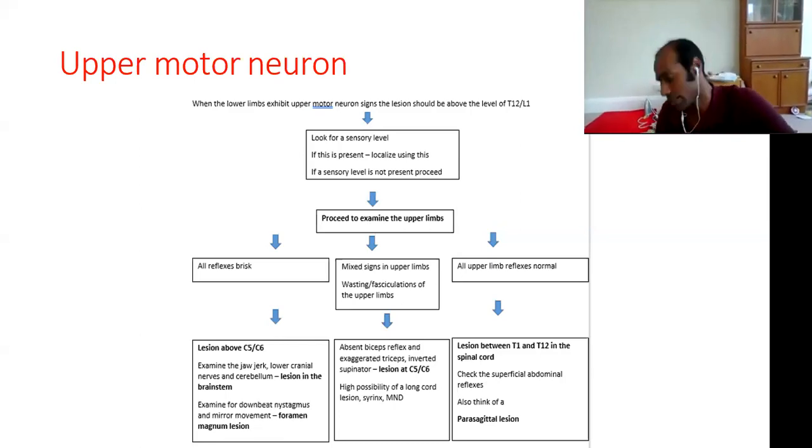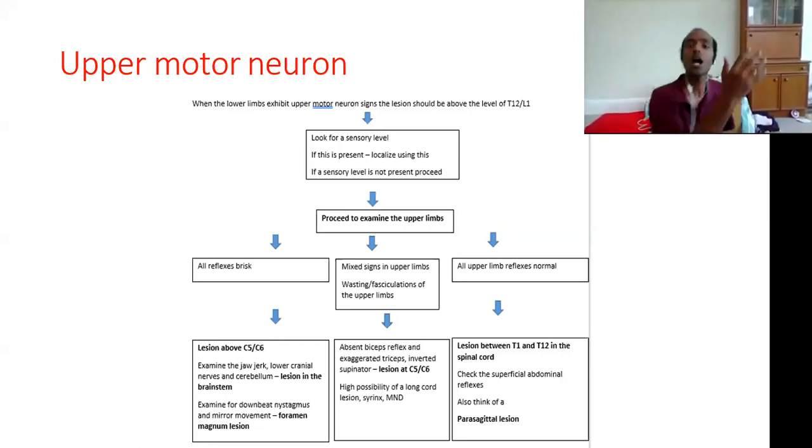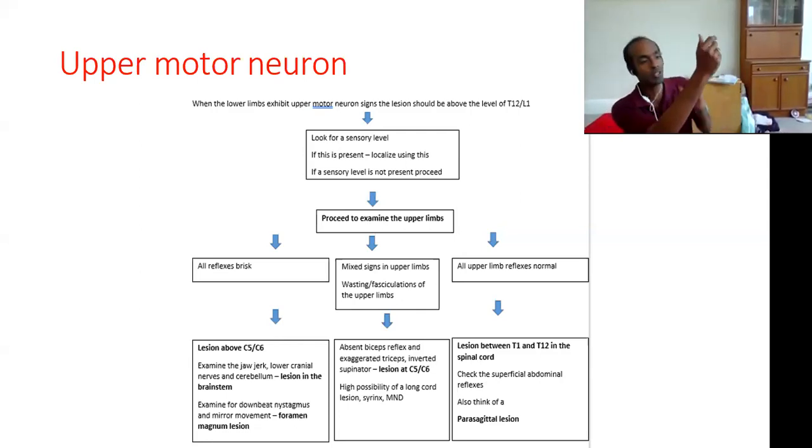Supinator is inverted. That is, what did we say is an inverted supinator? Commonly what you see is just flexion of the fingers when you knock there. Usually what should happen is the forearm flexes, the hand goes up. But here only the fingers flex, or in extreme cases it goes the other way, the arm completely extends.